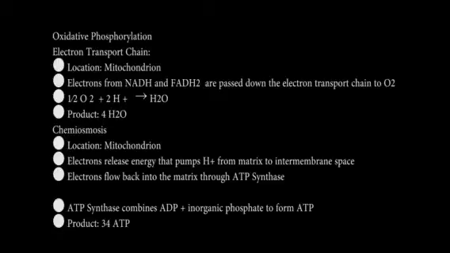Next is chemiosmosis. The energy released from the electrons forces the hydrogen ions from the matrix into the intermembrane space. This creates a difference in hydrogen ion concentration. And in order to balance the difference, the hydrogen ions flow back into the matrix through ATP synthase. The flow of hydrogen ions through ATP synthase powers it to combine ADP and an inorganic phosphate, the reactant needed to produce ATP. Chemiosmosis produces a maximum of 34 ATP when it happens perfectly. Overall, cellular respiration produces 38 ATP.